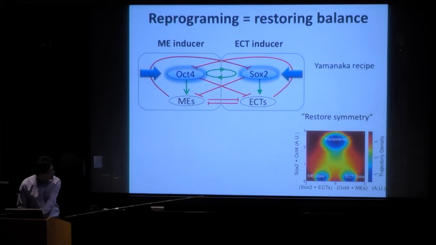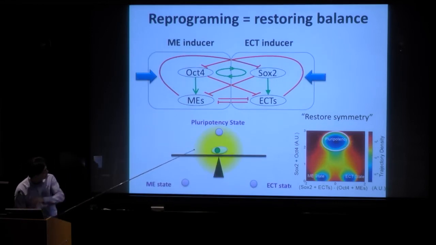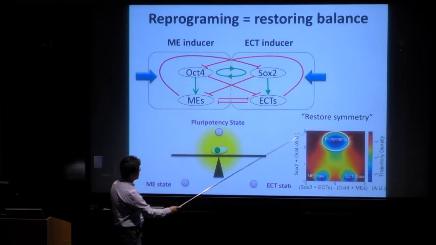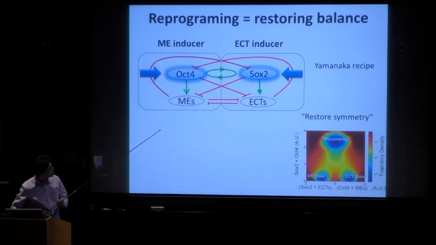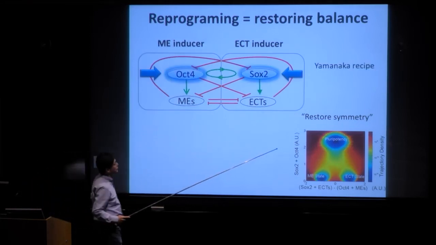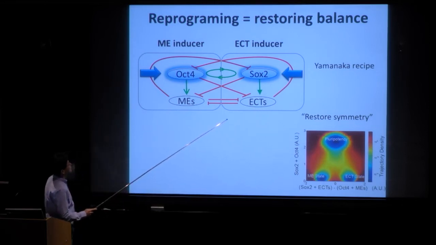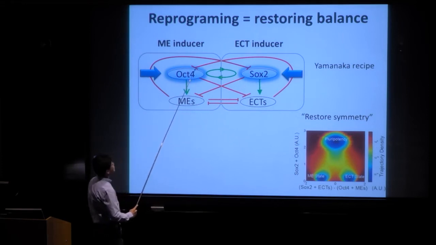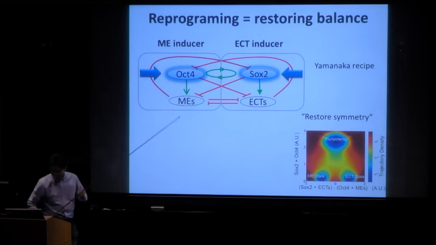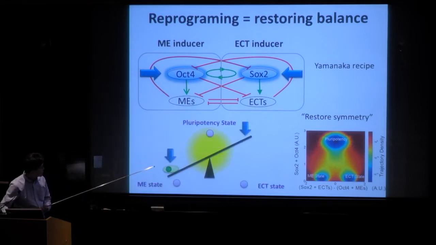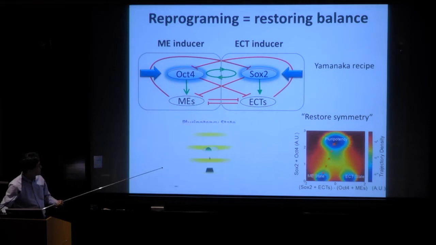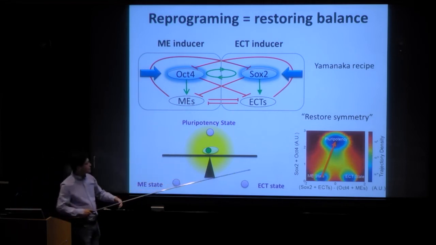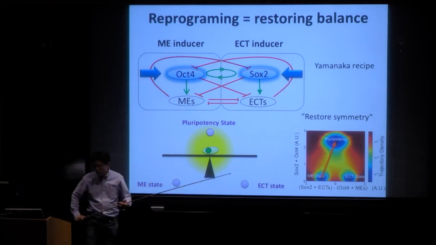So maybe originally you are here, and if you restore the balance, then there's a chance you can go back. And that's what Yamanaka did. He didn't have this picture, of course. He just tried, and he succeeded. Basically, he overexpressed 2 stem cell genes, very intuitively correct, but in fact, it's restoring the balance of these 2 branches. Okay, so originally you have a differentiated cell, a fibroblast, for example. You overexpress these 2, you restore the balance, and then there's a chance for you to go to the stem cell fixed point.